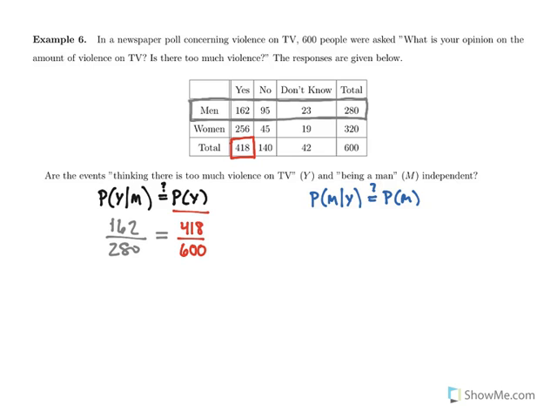And they are not equal. This is about 0.57. This is about 0.70. So since they are not equal, then they are dependent events.